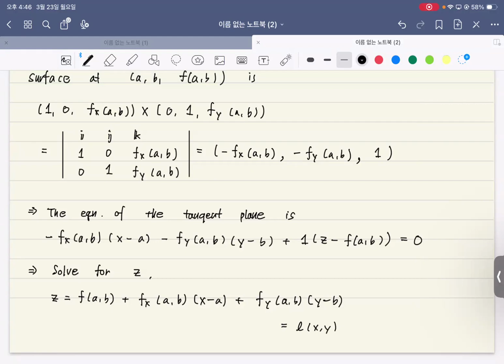Okay, so this is the lesson. Suppose that you have a function from R2 to R, and the linear approximation at any given point is not the equation of a tangent line, but the equation of the tangent plane. All right, see you next time.